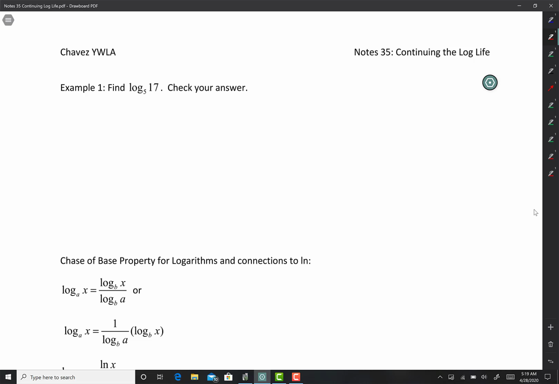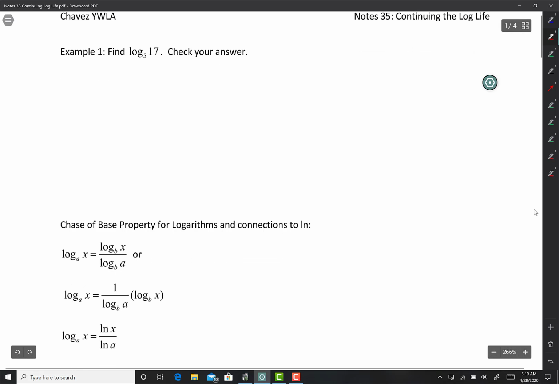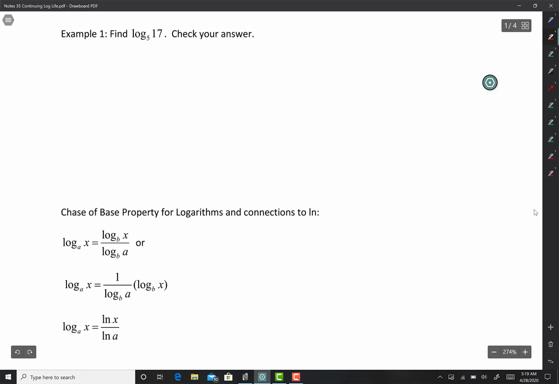This one's Notes 35, continuing the log life. I guess you can call this logs 2 as well. So here we go. Example 1, it says log base 5, find log base 5 of 17, check your answer. If you know your change of base deal, then you can always do that.